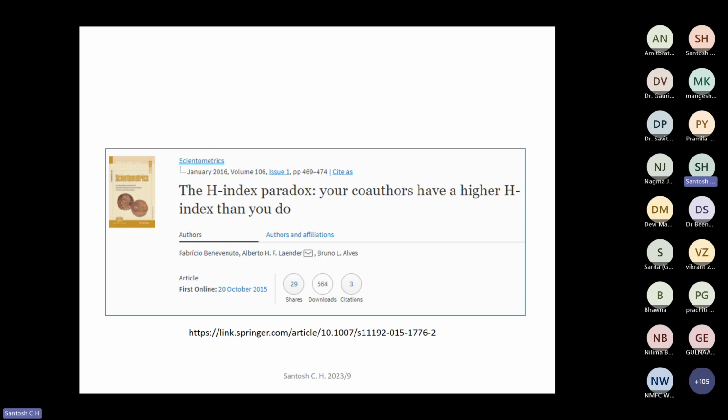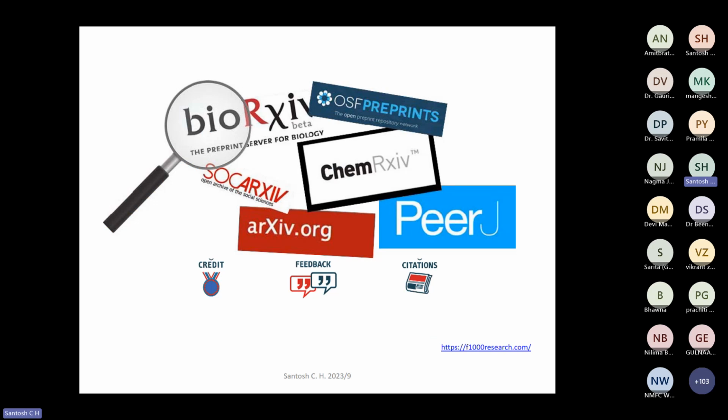And also please collaborate with some very talented senior or junior, or whoever has some knowledge in your area, as a co-author or as a principal author. So this report talks about the H-index paradox: your co-authors have a higher H-index than you do, because co-authors' work is limited, although they are sharing their knowledge in certain segments of a paper. But if you are co-author in 1 or 2 papers, that will really help you out.